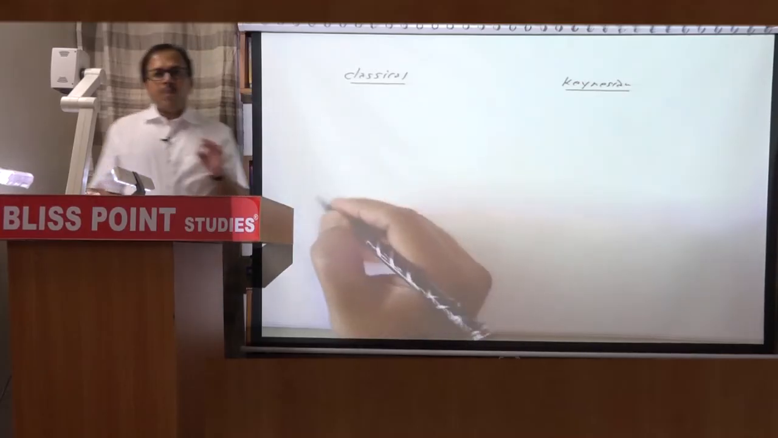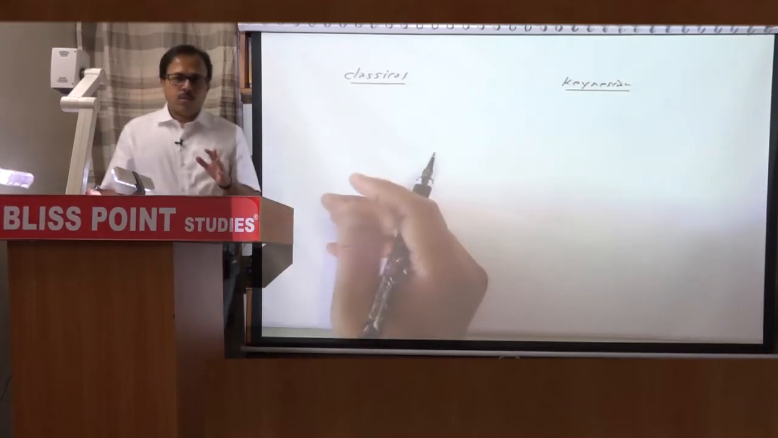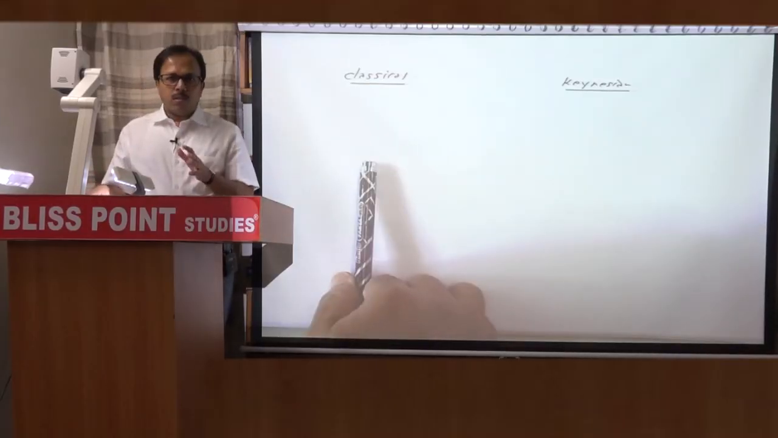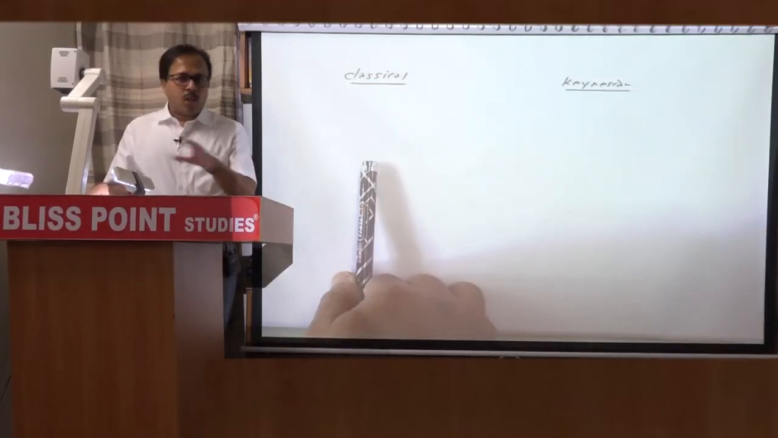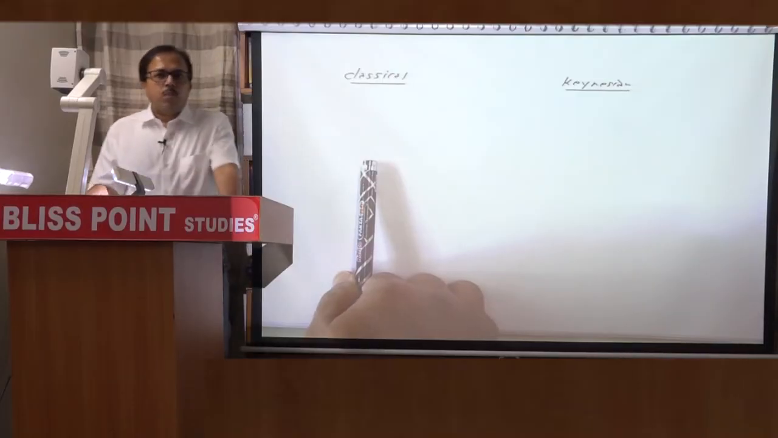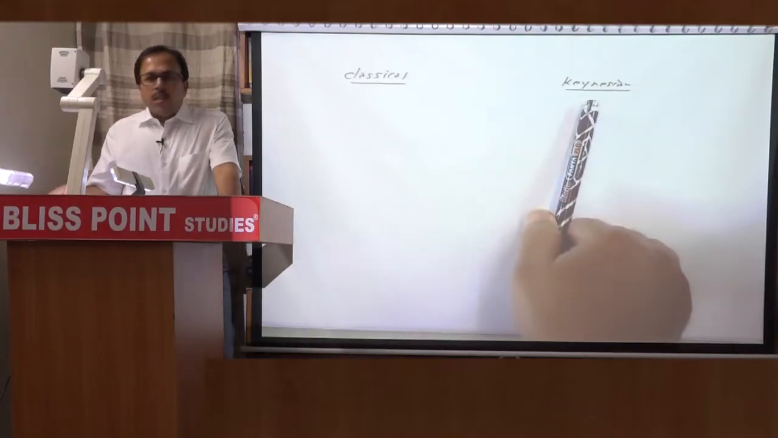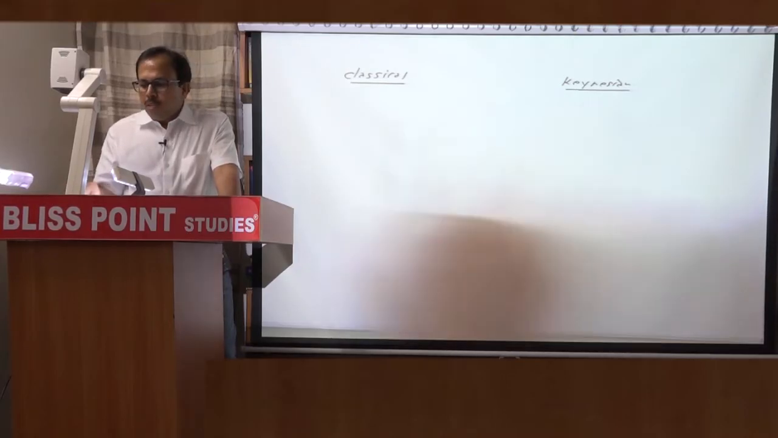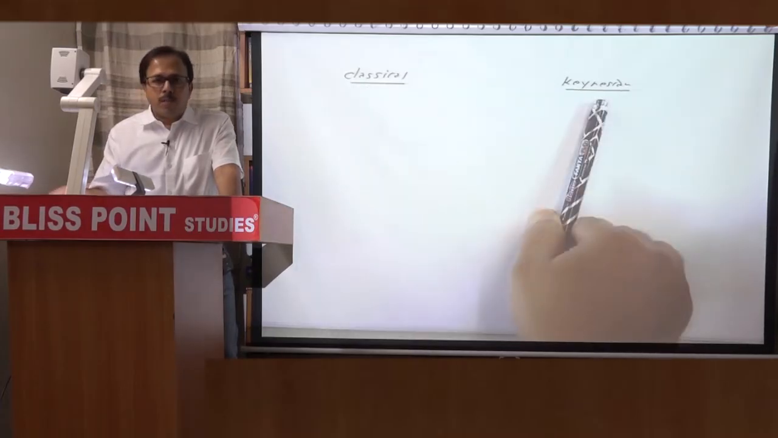Remember, these are two different schools of thought. That means they follow a certain principle. So all classical economists follow a certain principle. Similarly, Keynesian economists are following a certain set of principles. So we are basically studying what those sets of principles are.